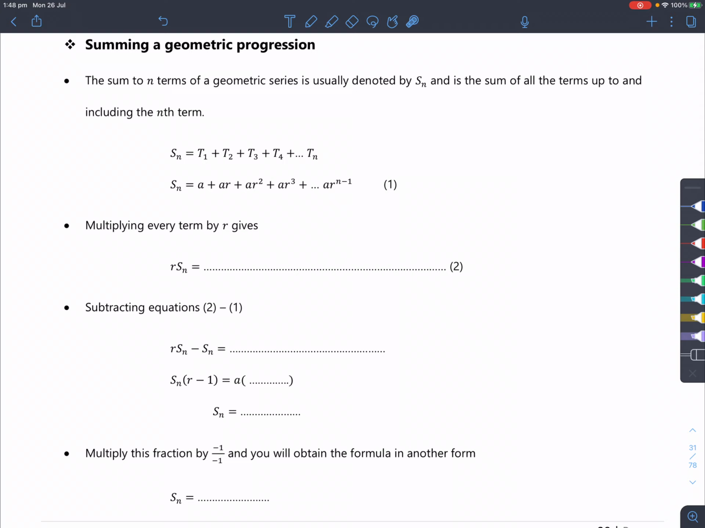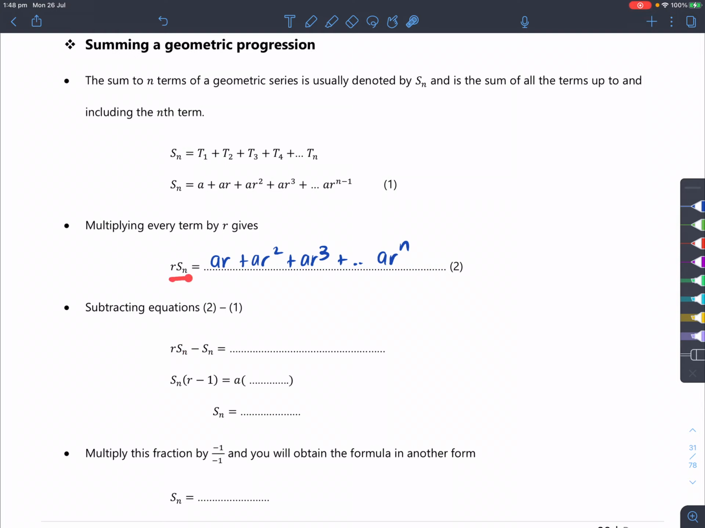So how are we going to generate our formulas by doing this? We're going to multiply every term by r. So we need to get r times this, and all of this times r. That will get us AR plus AR squared plus AR cubed plus everything all the way up to AR to the power of n. Okay, so if we multiply this by r, then the negative one disappears. Okay, so now what do we do?